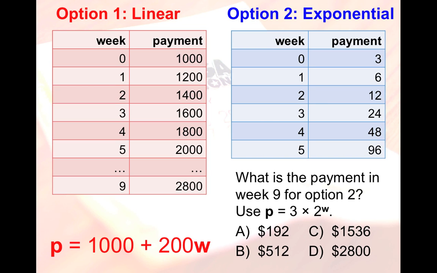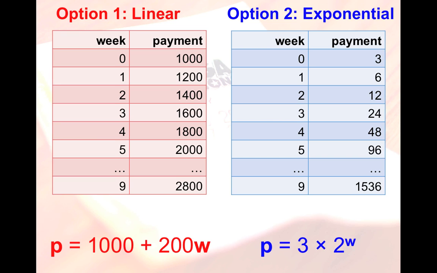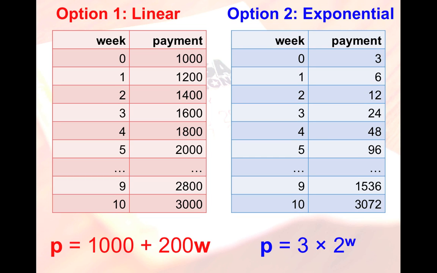What is the payment in week 9 for option 2? And remember to calculate the payment, we're using P equals 3 times 2 to the W. In week 9 under option 2, we'll be paid $1,536. Now something important is going to happen here in week 10. In option 1, we'll get $200 more, so $3,000. In option 2, we'll double that amount, and we'll get $3,072. Week 10 is the first time we're receiving more money under option 2 than we did under option 1.